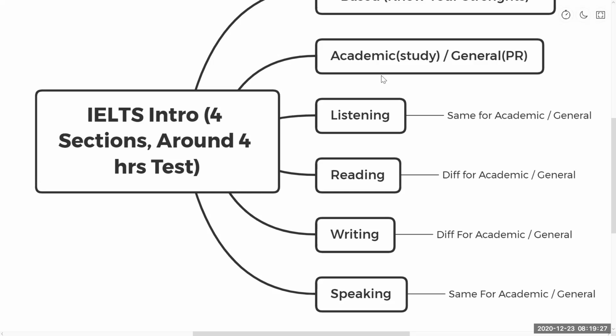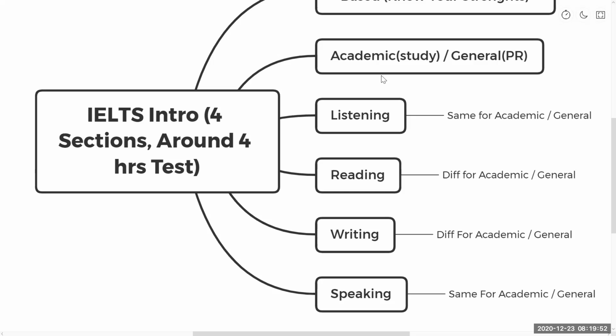The last section is the speaking section. The speaking section lasts for around 13 to 15 minutes, where again the whole test is divided into three sections: section 1, section 2, and section 3. We are going to talk about all these sections in detail later, but speaking is in the form of a one-to-one interview where you would be asked some general questions and you are supposed to answer them.